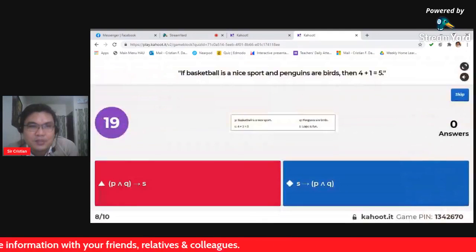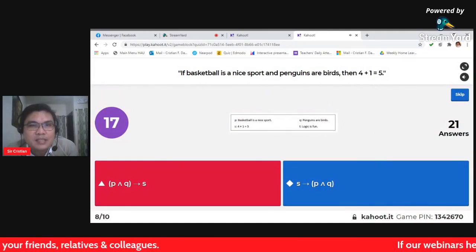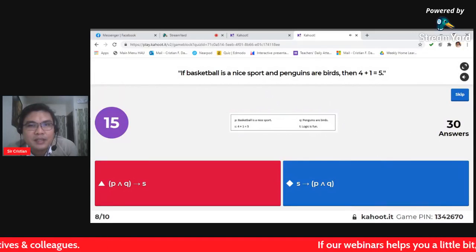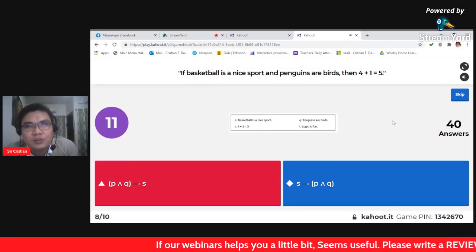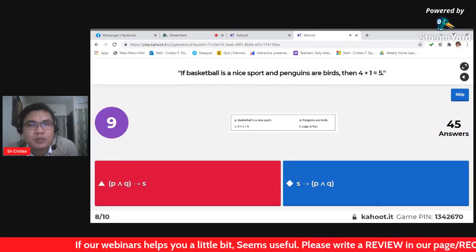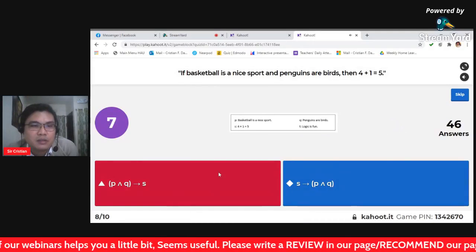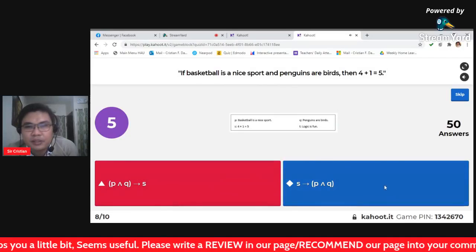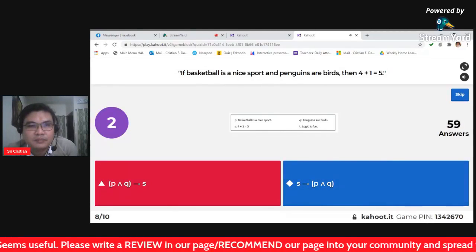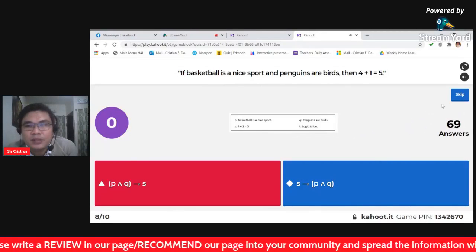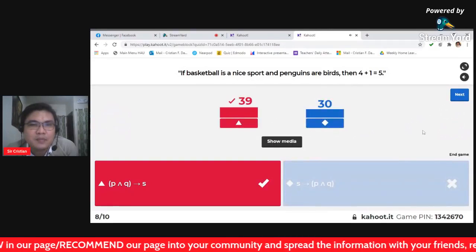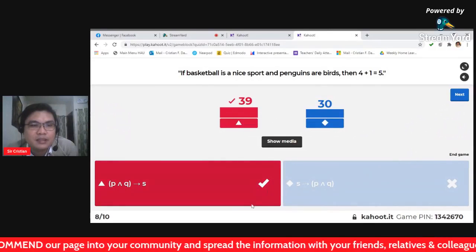Remaining questions. If basketball is a nice sport and penguins are birds, then 4 plus 1 equals 5. How do you translate that into propositional logic? Is this the red one here or the blue right here? What do you think is the correct answer? Okay, time is up. The correct answer is the red one.